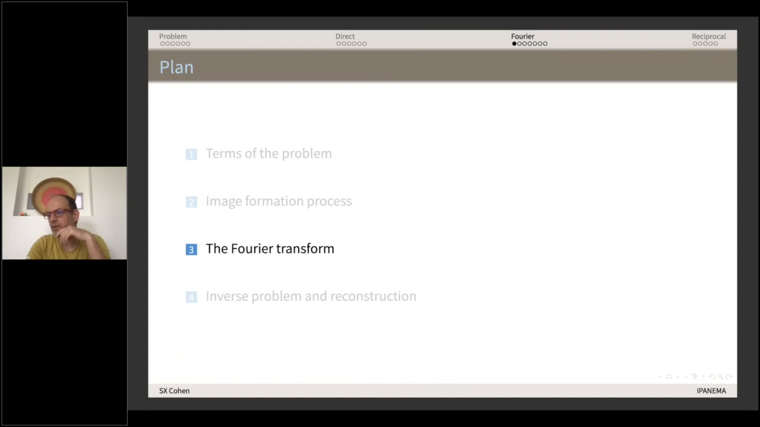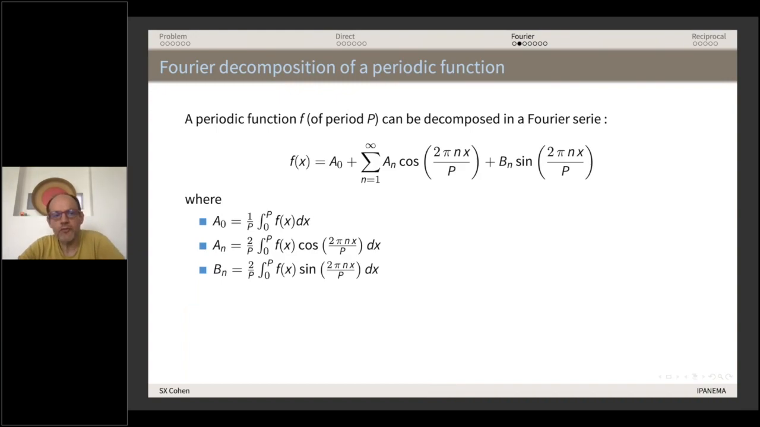To do that, we'll have a small digression through the Fourier transform. The Fourier transform is interested in periodic functions. Sorry, I'm going a bit too fast. Before looking at the Fourier transform, we're going to look at the Fourier series. The Fourier series is a decomposition of a periodic function. So if I have a periodic function, Fourier stated that we can decompose it as a sum of something which is constant and two periodic functions which are in quadrature phase. Basically we have a cosine and a sine.